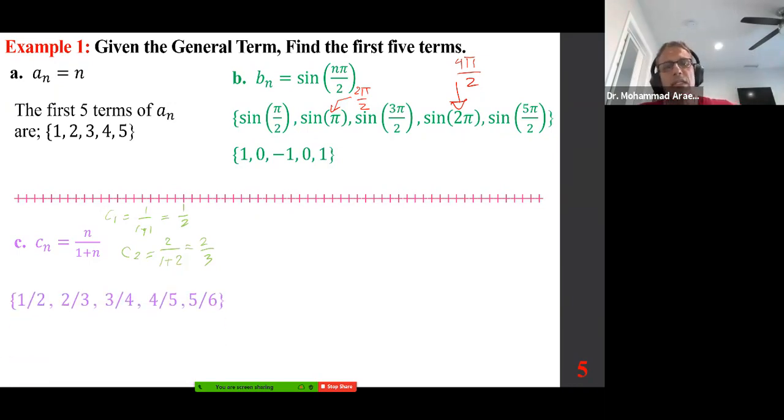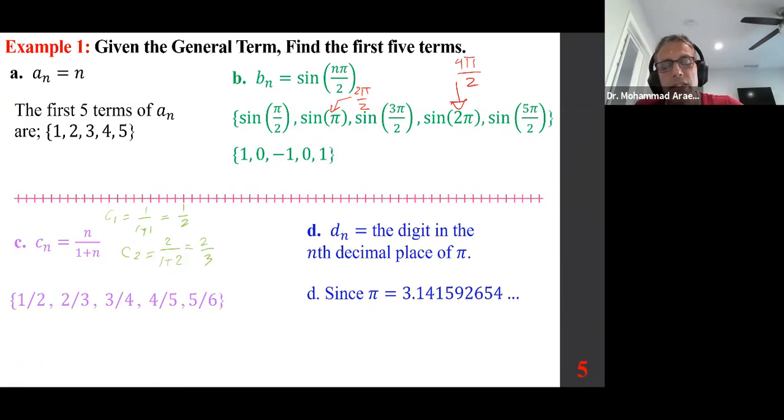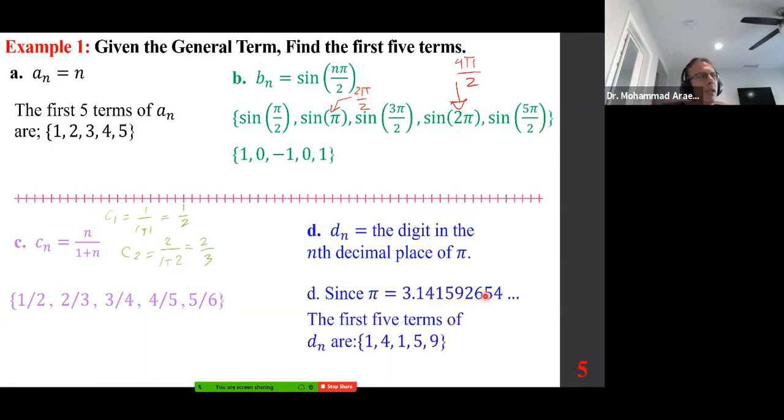The next question is asking for the nth decimal place of pi. And class, I hope you remember that pi is not equal to 3.14. It is approximated by that. It is actually 3.14159, and it continues indefinitely. Therefore, when we want the nth decimal, the first one would be 1, the second one would be 4, and we can figure out the rest of it. This is how you write the digit in the nth decimal place of pi.